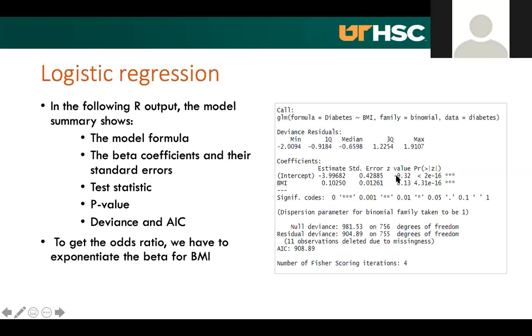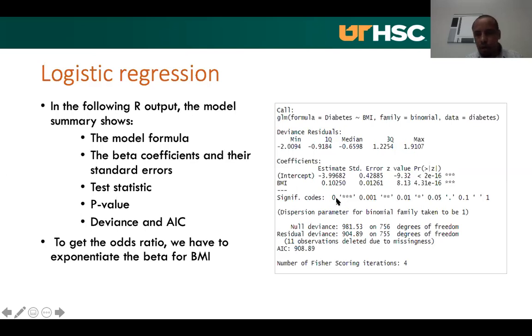And then we have the statistic or the Z value and the probability or the P value, the probability that the calculated Z value is greater than the critical Z value of like 1.96. And then we have the beta coefficient for BMI. We have some information about whether the P value, or Pr greater than the absolute value of Z, is significant or not.